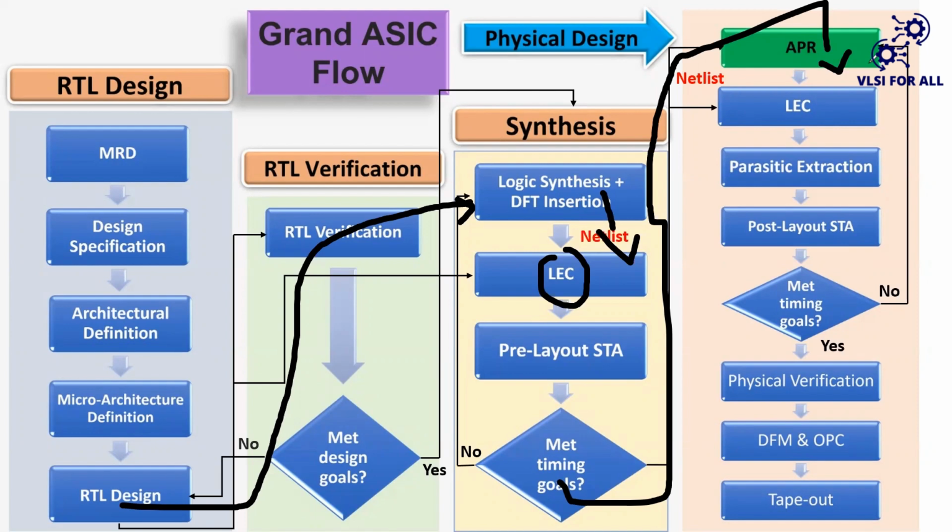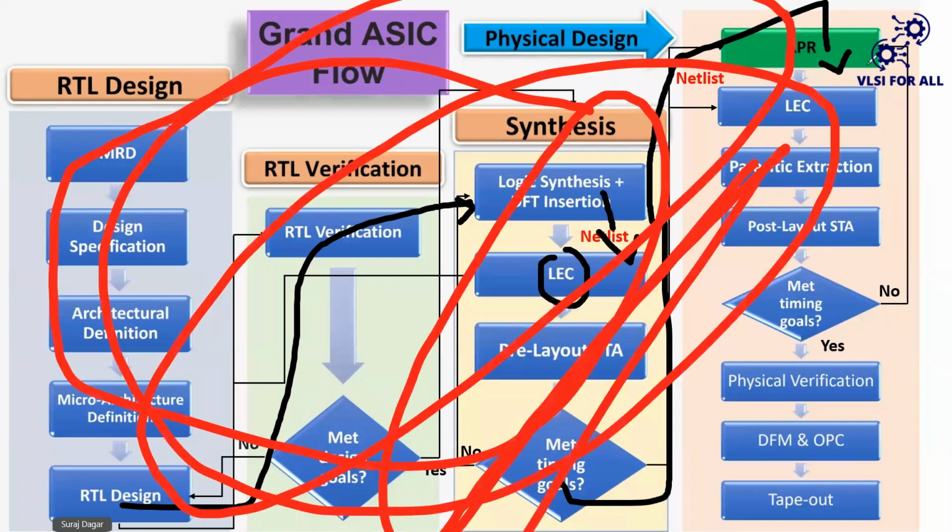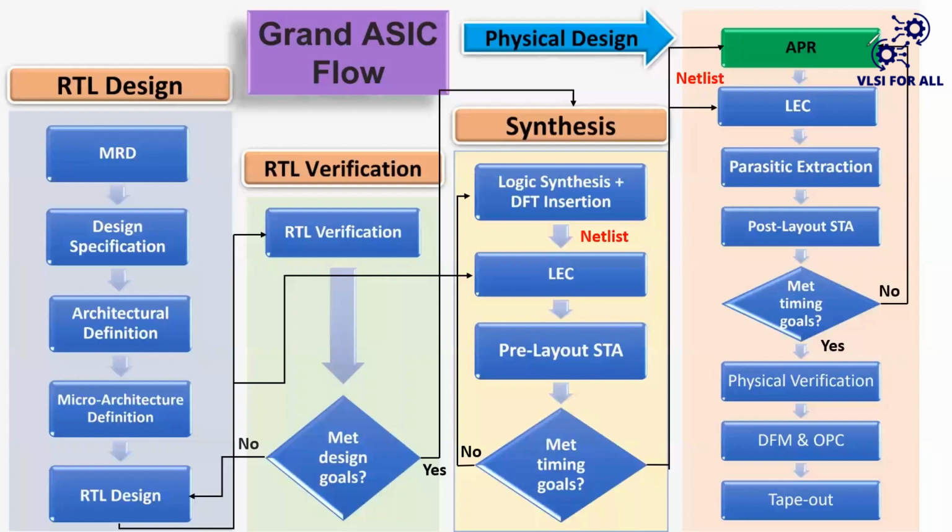Clock tree synthesis is where we add a few buffers to slow down the design, or remove buffers to speed up the design, or add a few other things.